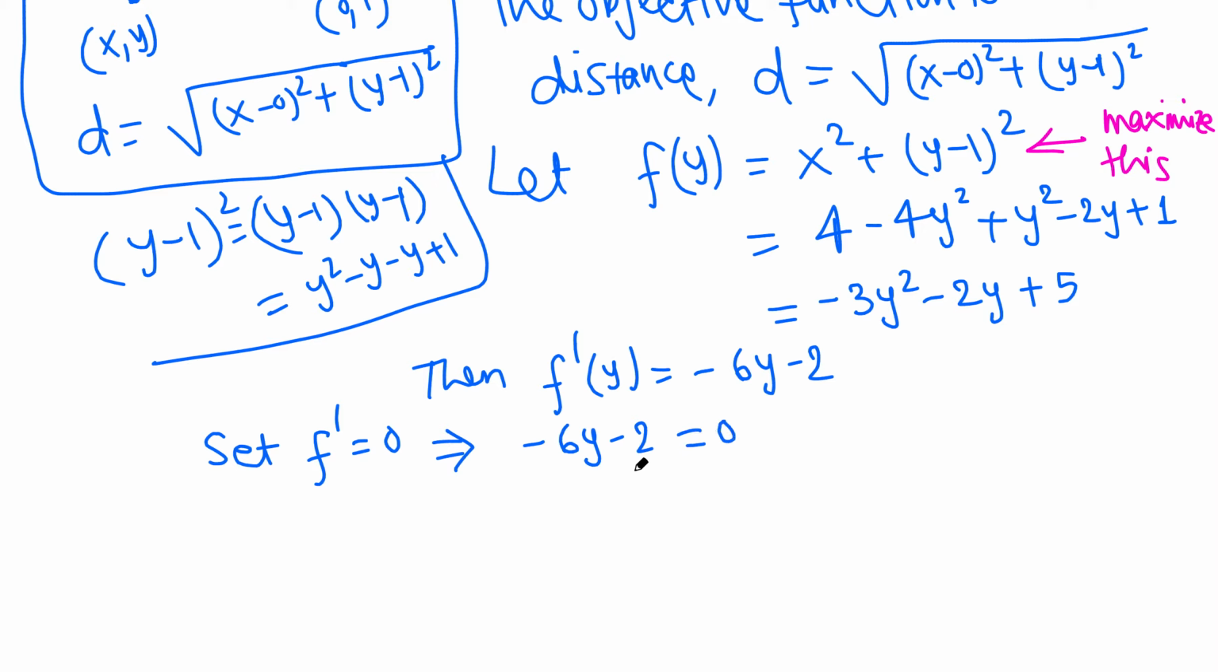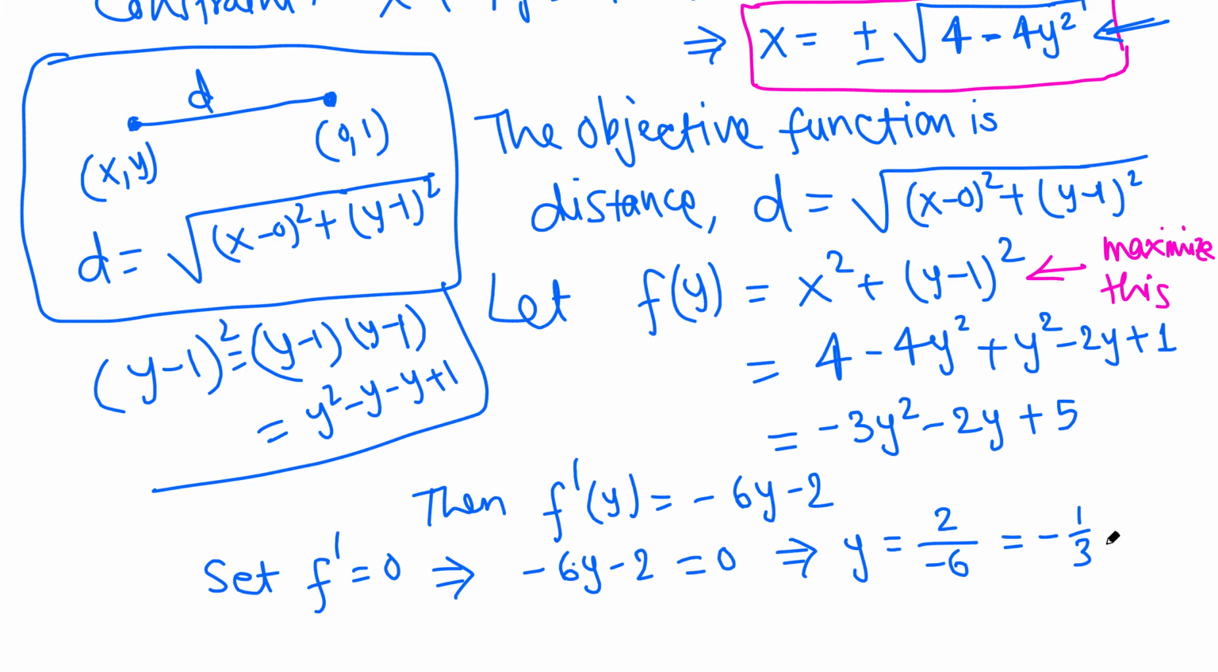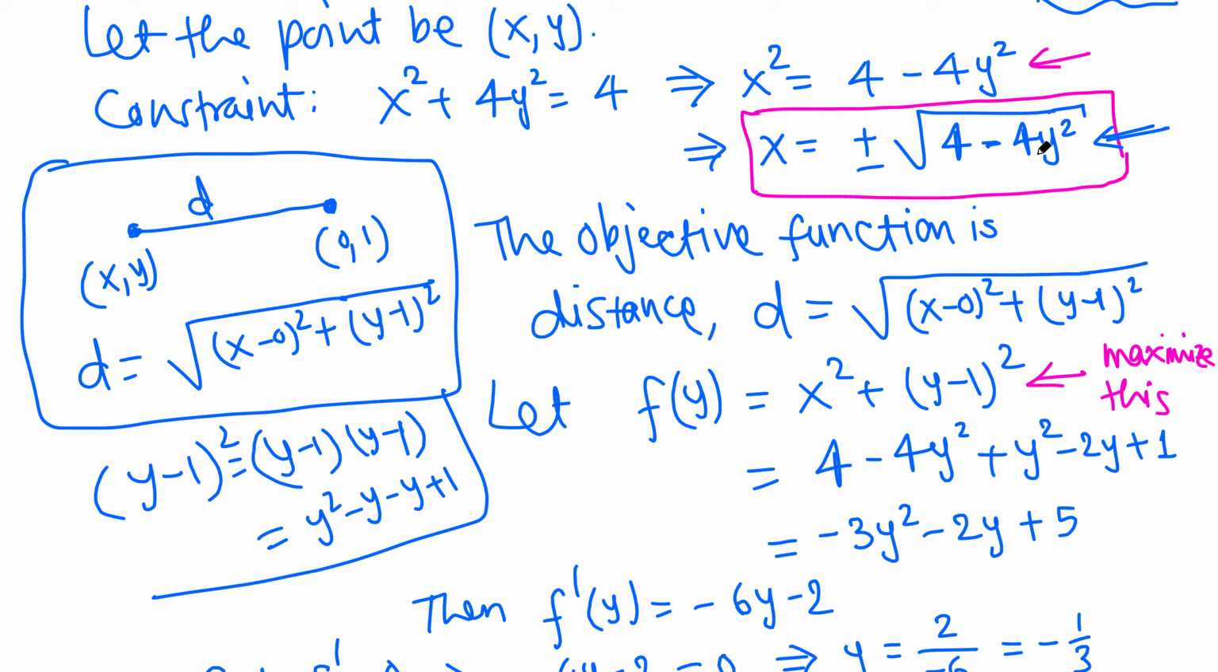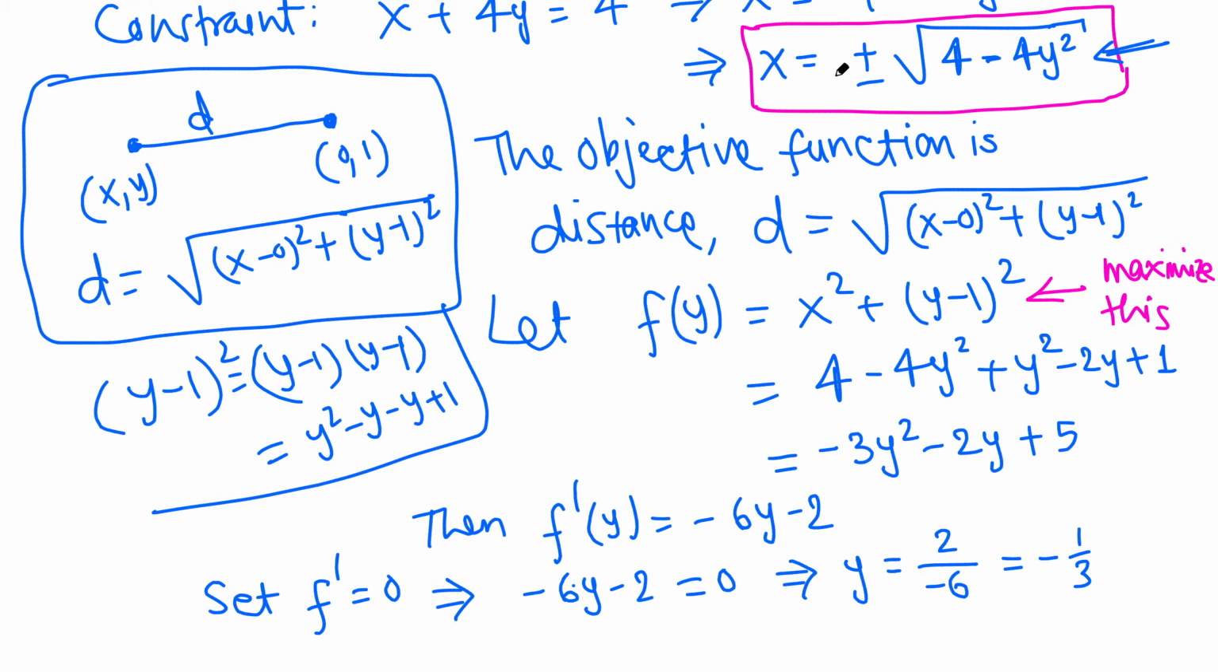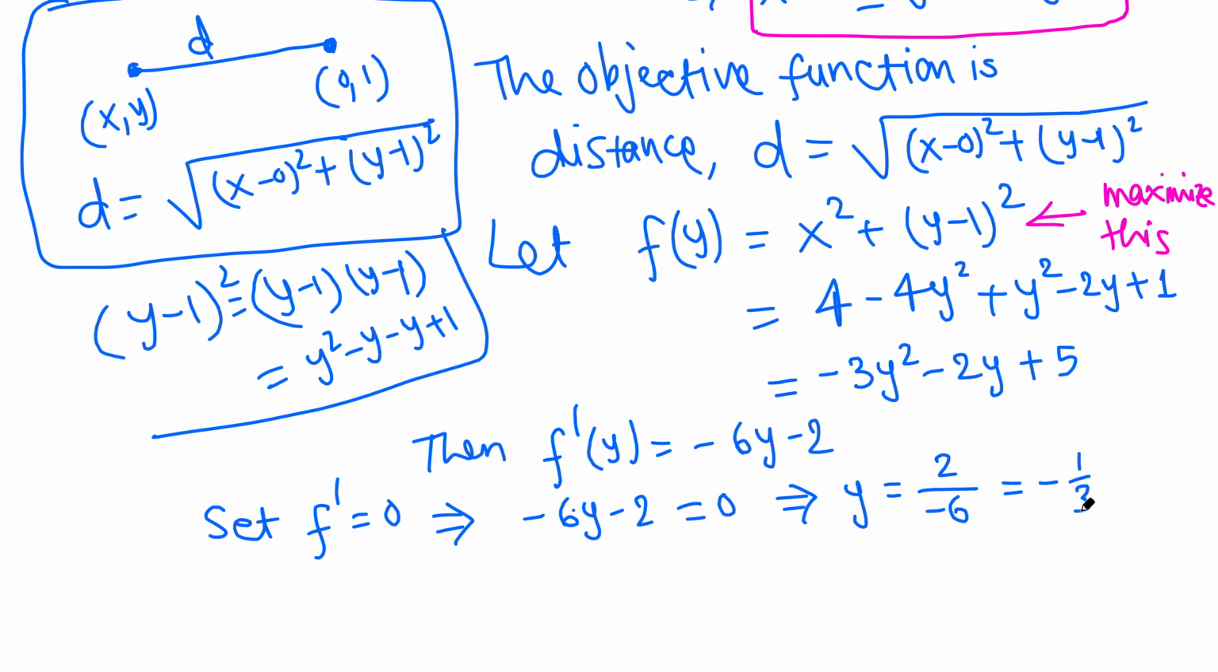Let's solve for y. Add 2 to both sides and divide by -6, because this is -6 times y. So y is 2 divided by -6, and when we simplify, negative in the front, 1/3. Okay, we got y = -1/3, and when we plug y back here in the constraint, we get the corresponding x values. In fact, we get 2 x values. So with one x value positive, y, one answer, one x value negative, and this y, we have another answer.